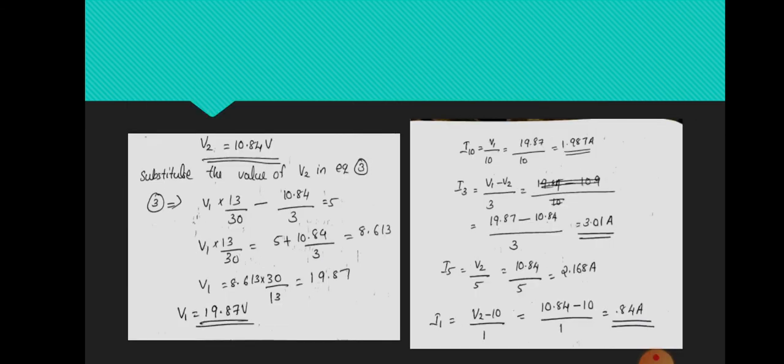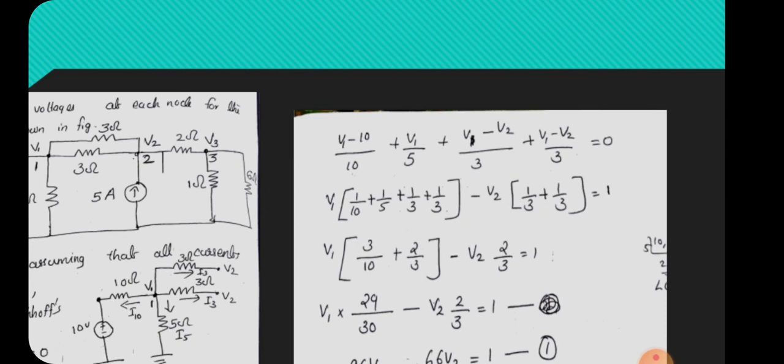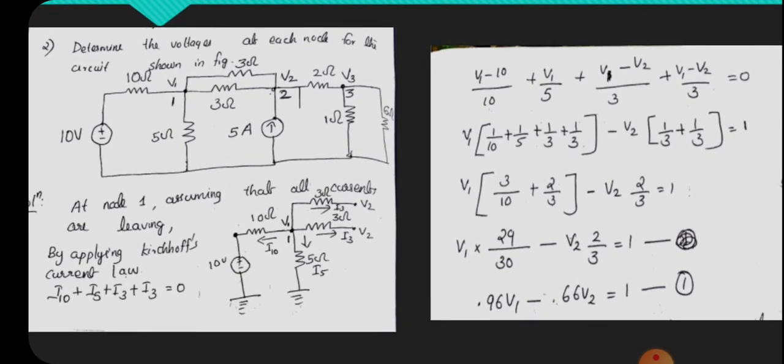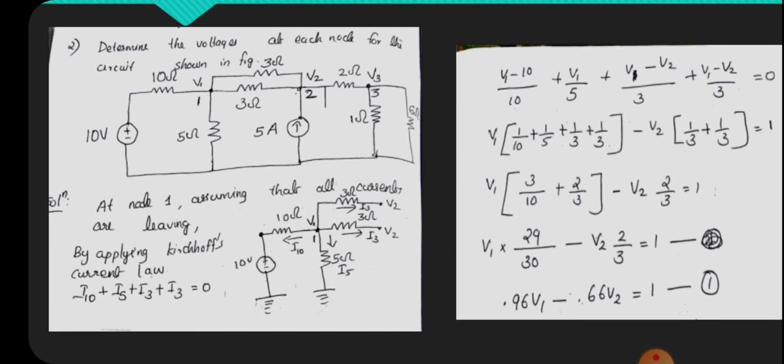And next we can solve another question. The question is: determine the voltages at each node for the circuit shown in the figure. Determine the voltage at each node. So you are asked to find the node voltages.